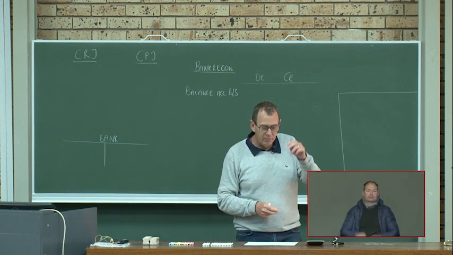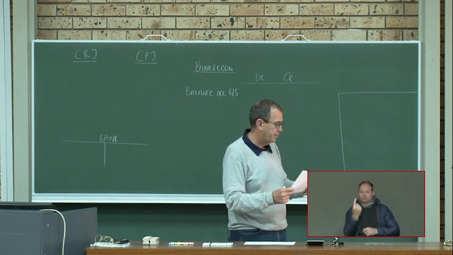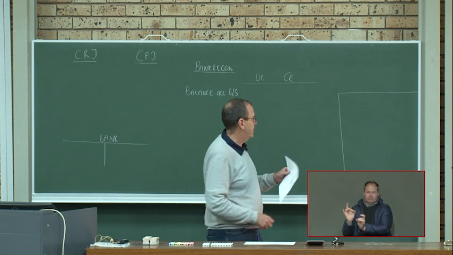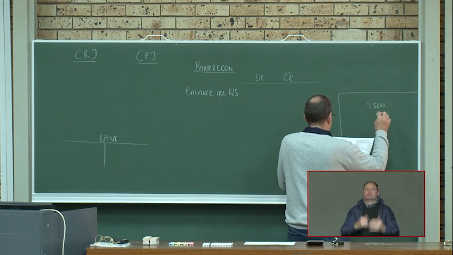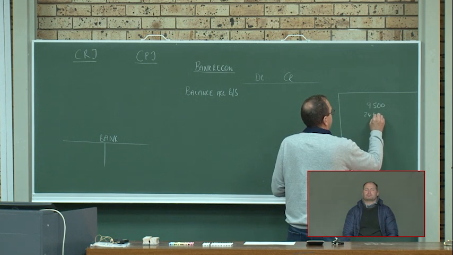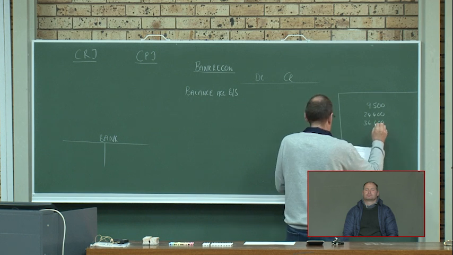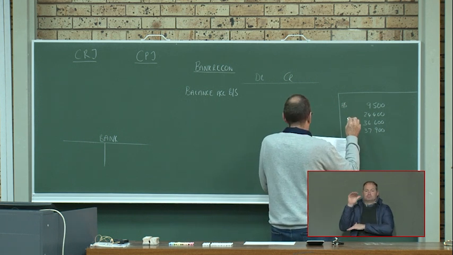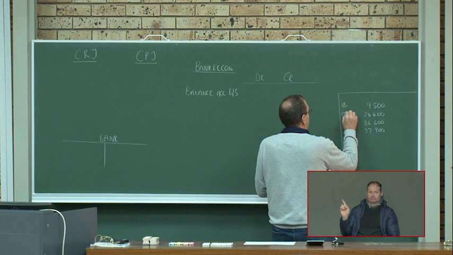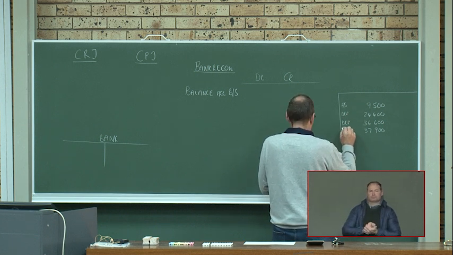Now normally they give it to you in one column, like this question. If we look at it, they give you the 9,000, I'm just going to write it like they give it to you, the 9,500, the 24,400, the 36,600, and the 37,900. That was our bank statement. That was our deposit. And deposit. And that was an EFT.